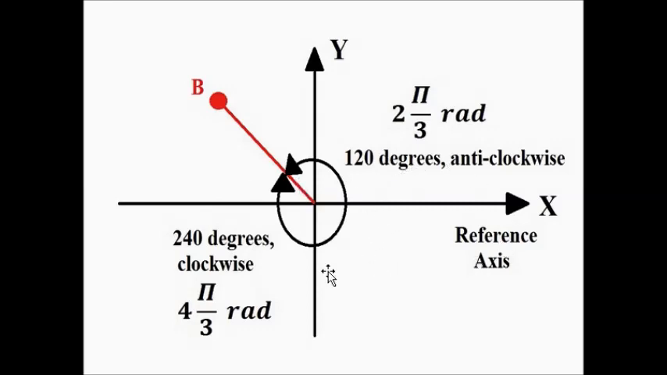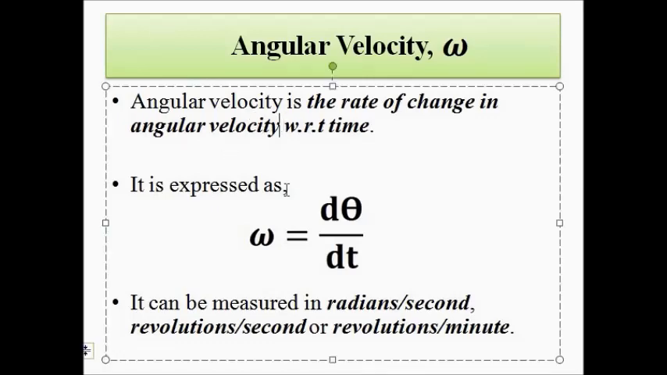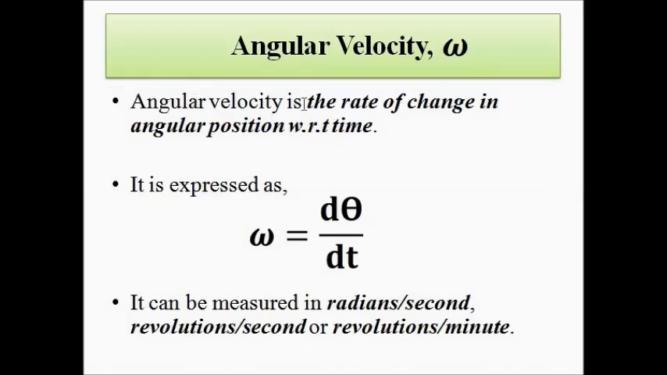And always use one system of measurement in terms of direction and units, so that there is no confusion. The second important term associated with angular rotating machines is the angular velocity. The angular velocity is the rate of change of angular position with respect to time.